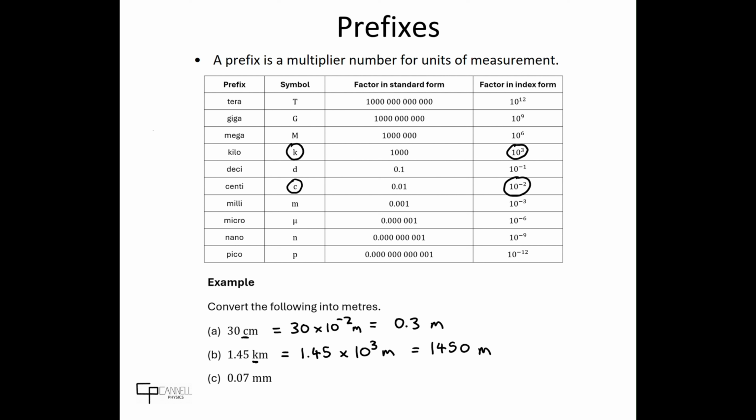Last example, 0.07 millimeters. Again, this little m here is representing milli, which is a multiplying factor of 10 to the negative 3. So rewrite the number, 0.07, but instead of milli, I'm going to write times 10 to the negative 3, the corresponding factor. But I've still got my meters there, the second m. Still got to write that. That's my unit, so I can't get rid of that. And putting this in my calculator, I get 0.00007 meters.